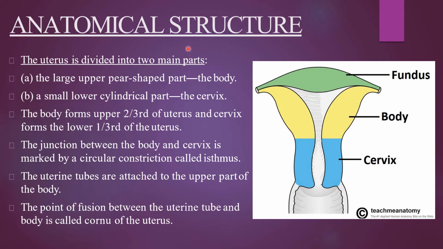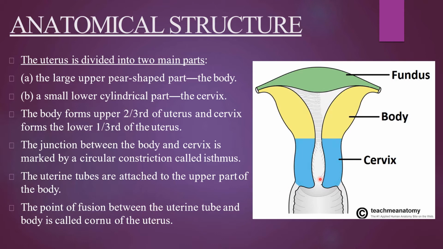About its gross anatomical structure. The uterus is divided into two main parts, the body and the cervix. Body is the larger upper pear-shaped part and the cervix is the small lower cylindrical part. The body forms upper 2/3 of uterus and the cervix forms lower 1/3 of uterus. The junction between the body and cervix is called isthmus and it is a circular constriction. The uterine tubes or fallopian tubes are attached to the upper part of the body of uterus. The point of fusion between the uterine tube and the body is called the cornu of uterus.